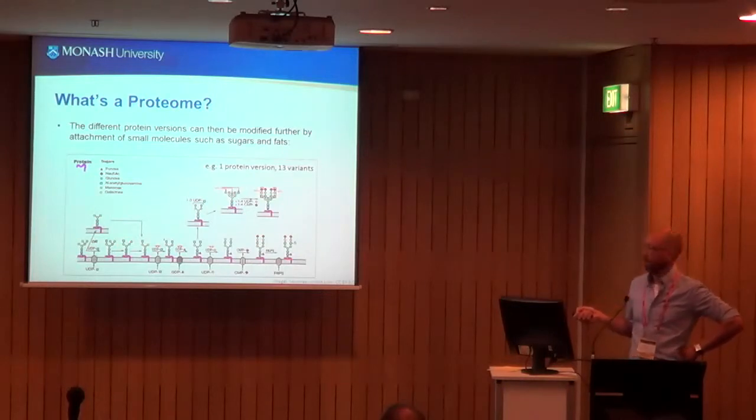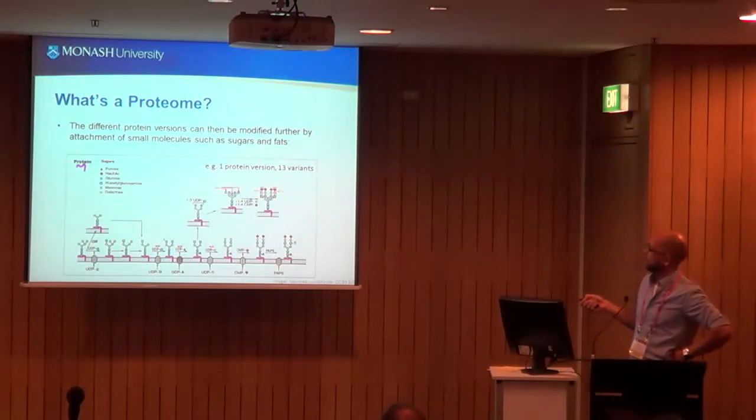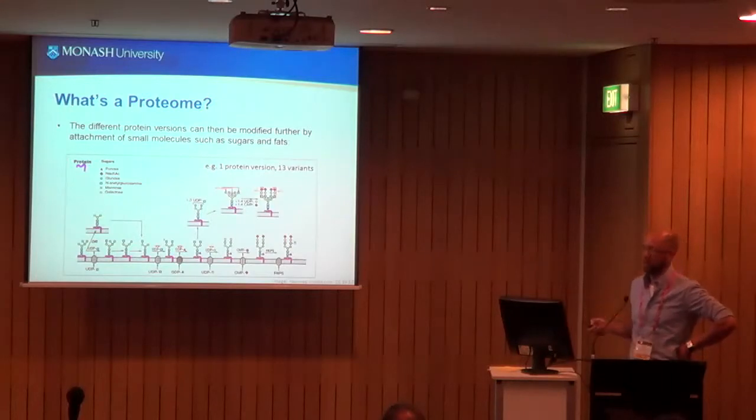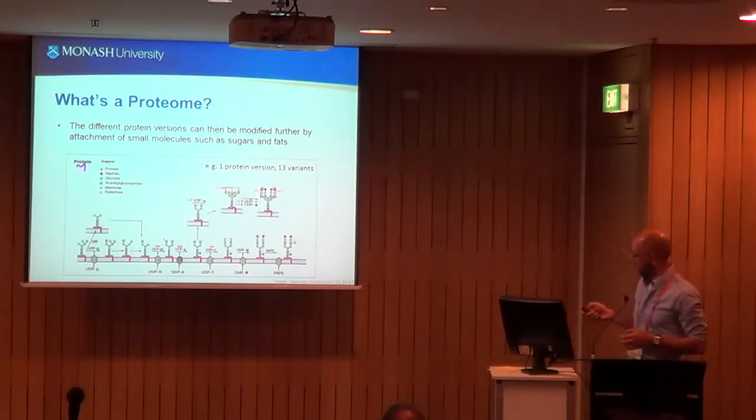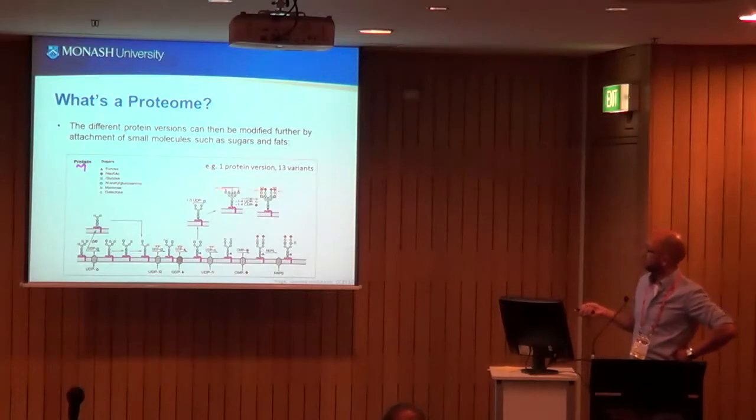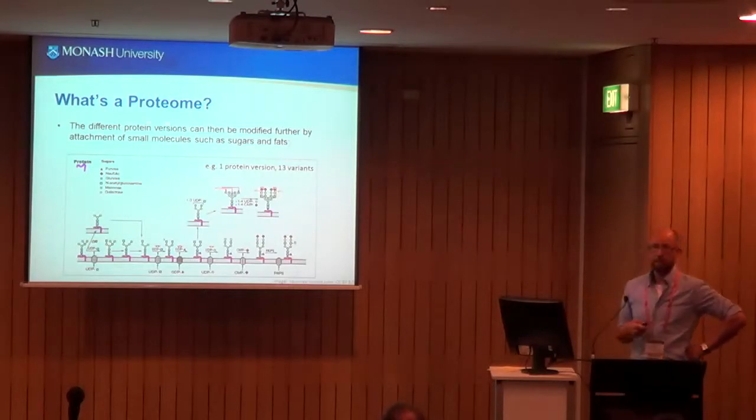You could argue that. So this is one version of a particular protein, but there are actually 13 variants shown here with different types of sugars attached to it. You might say, well, what's the big deal about all of this? But effectively, these different versions can all have different functions within the cell, because as I said, the protein is the thing that goes around the cell and does things.